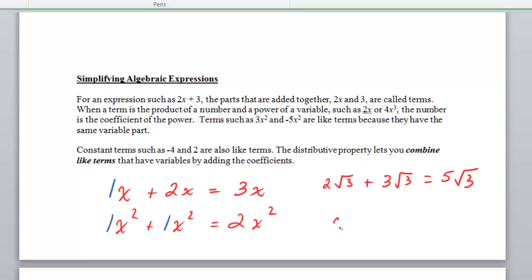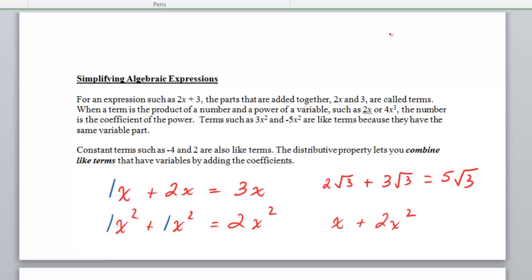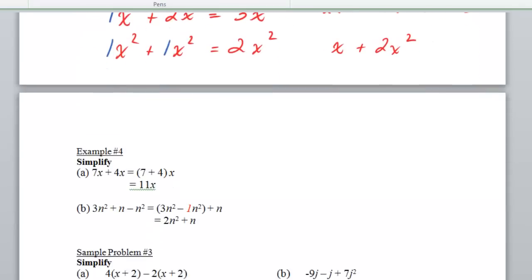Now, if we had x plus 2x squared, there's nothing that we can do with that because the x and the x squared are not like terms. So the important part here in this part of the lesson is just to be able to identify which terms are like terms and which terms are not like terms. So let's take a look at a couple examples.